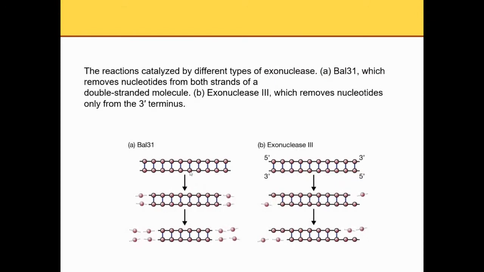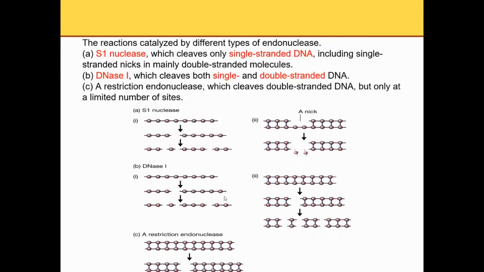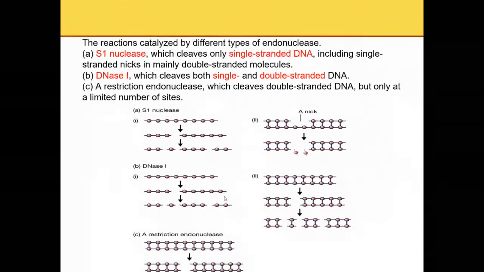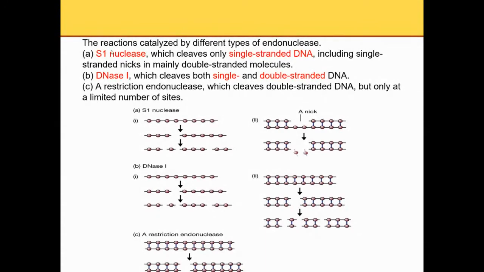Okay, and this is just the example for exonuclease to break the nucleotides one at a time from the end of the DNA molecule. So this exonuclease is only specific for the 3' end. Bal31 is used for both 5' and 3', all right, to remove the DNA nucleotides. And endonuclease, so we have this S1 nuclease that can cleave single-stranded DNA. DNase I cleaves both single-stranded and double-stranded.